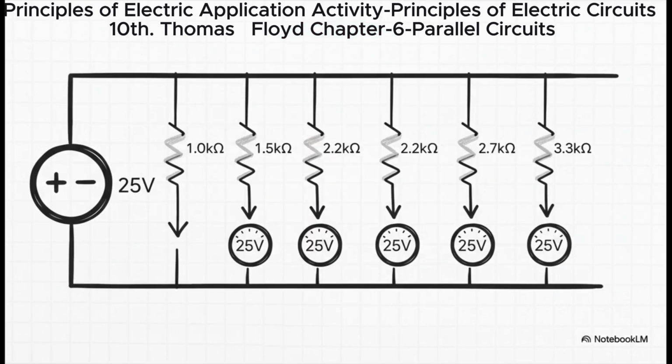Remember our golden rule? If the components are in parallel, the voltage must be the same. The resistance value has zero effect on the voltage across it. What it does affect is the current that flows through it, thanks to Ohm's law. But the voltage, every single one of these resistors sees the full 25 volts from the source.